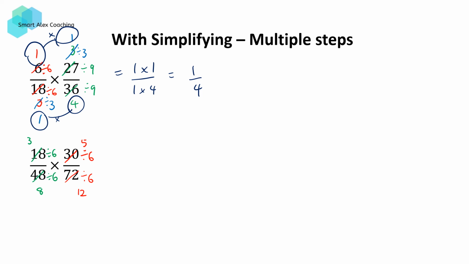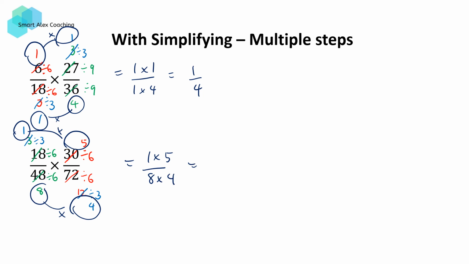But let's go further. Can we do any further simplification? The 3 and the 12 will allow us to do that. I can cancel out the 3 and the 12. I divide 3 by 3. That's going to give us 1. 12 divided by 3. That's going to give us 4. And what we're going to have left is simply 1 times 5 over 8 times 4, or just 5 over 32. And you can see that this helped to save us a lot of time.